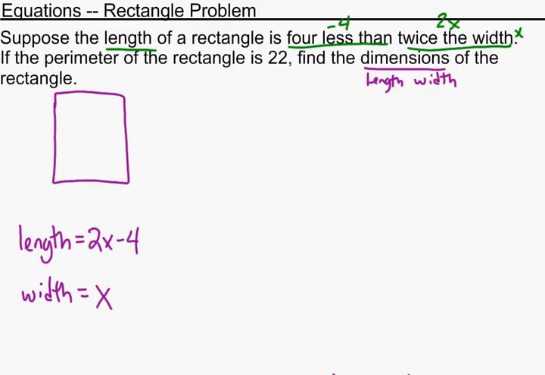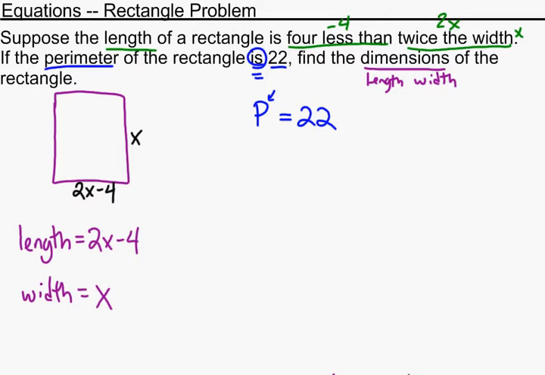So now that I know this information, I can label my picture. Let's call this the width as x, and let's call that the length as 2x minus 4. So let's set up and solve some sort of equation. The information I know that involves some sort of number yet is this idea of the perimeter equals 22. So remember, perimeter means adding up all the sides. So perimeter is 22.